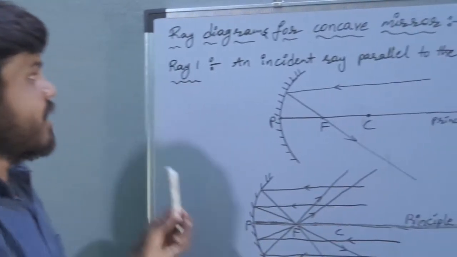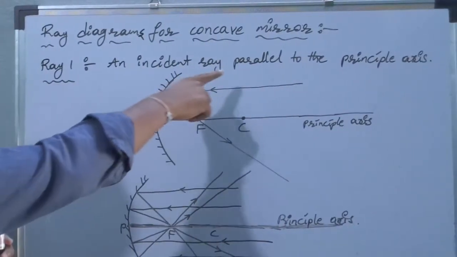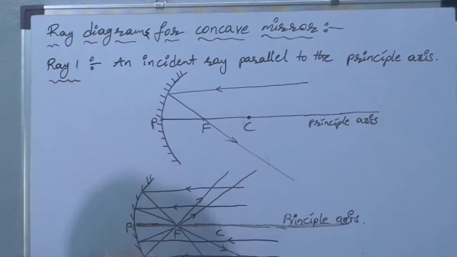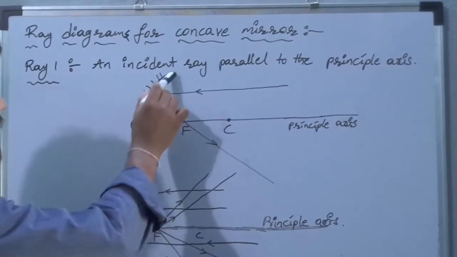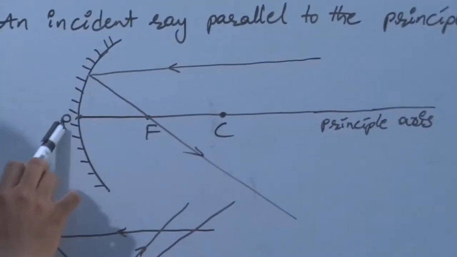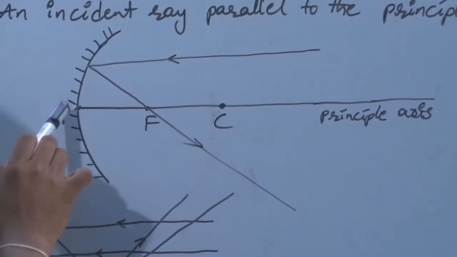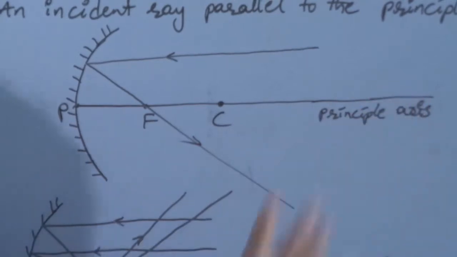So in that, I am taking ray 1. The first ray is an incident ray parallel to the principal axis. Now take the concave mirror. This is the concave mirror. Pole, focal point, center. The line passing through the pole and center of curvature is the principal axis.